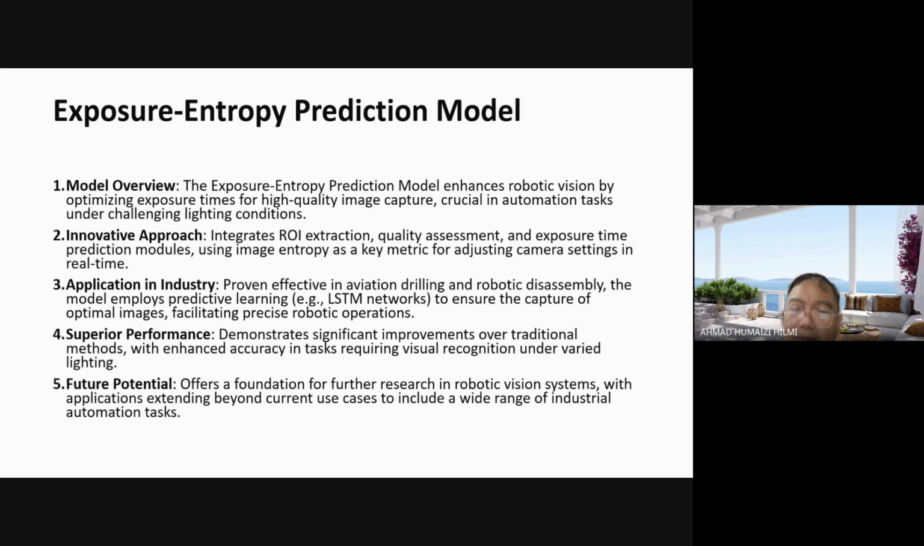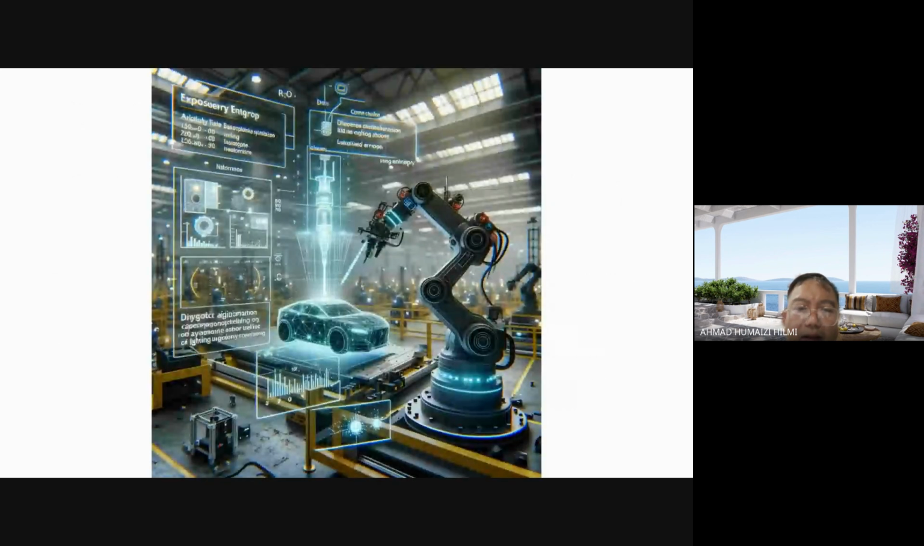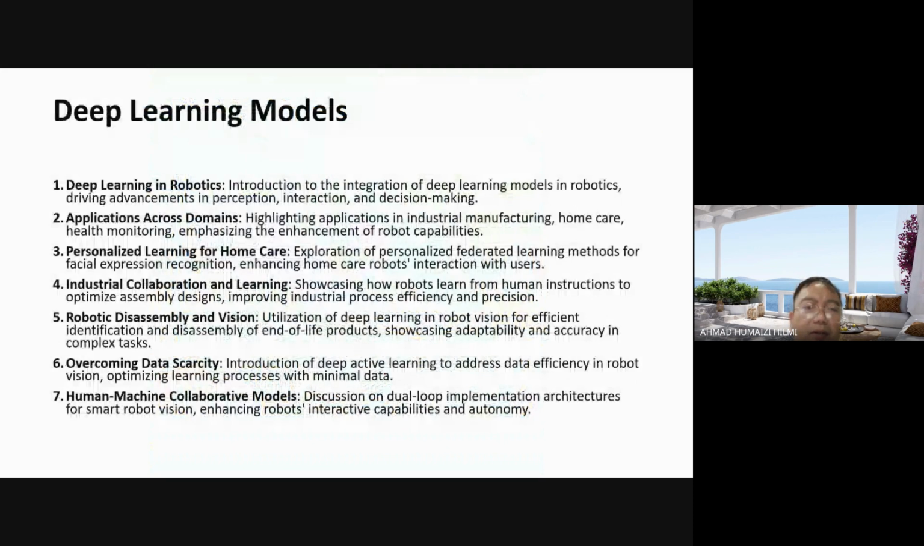So this is the illustrative picture of it. Now we're talking about the deep learning model.